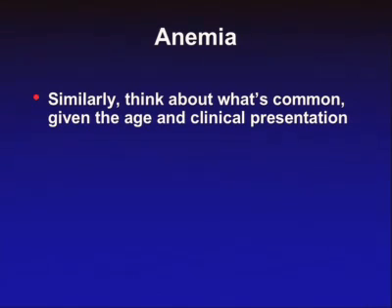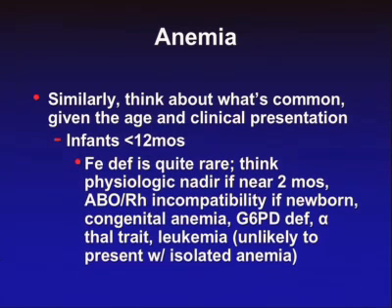Okay, now similarly, think about what's common, okay? We're always told don't go looking for things that are not the most common, because if you think this way, chances are you're going to land in the right spot. So think about the age and the clinical presentation. Infants less than 12 months, we don't see anemia a lot in this age group, but it happens. Iron deficiency is pretty rare, okay? Think about the situation that your patient is in. Are they purely breastfed? Are they formula fed? Should you or should you not be seeing a little bit of iron deficiency? Of course, think about their physiologic nadir if they're near that 8-10 week age range.